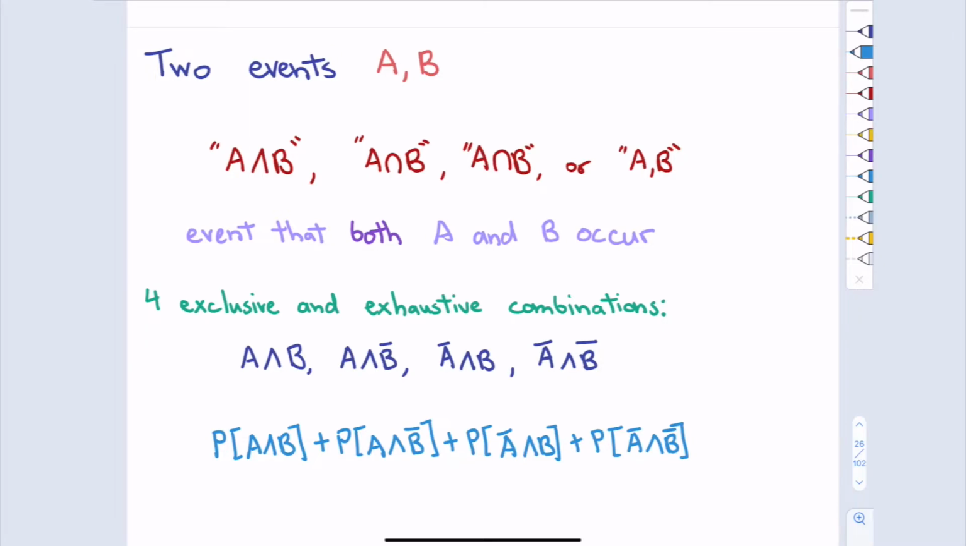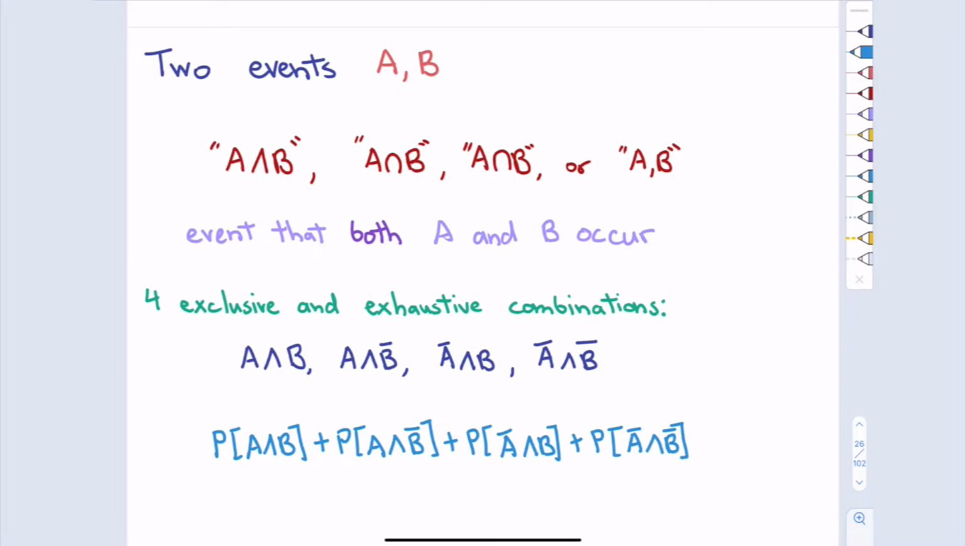Okay, so with two events, we're going to start talking about combinations of events. So one combination is a joint event. I have event A, event B. Now, A and B both occurring represents a new event of its own.